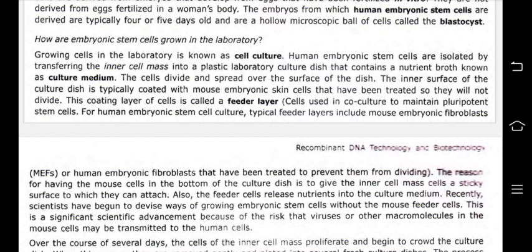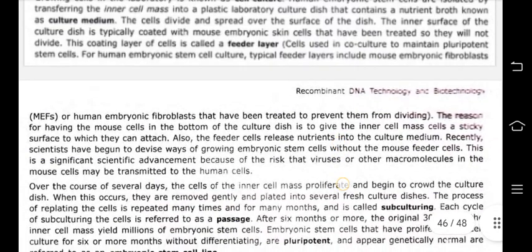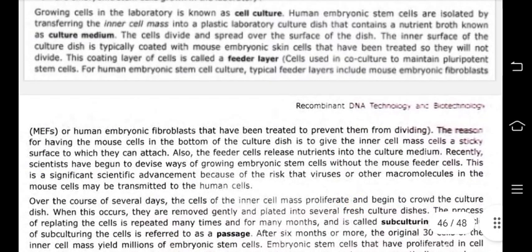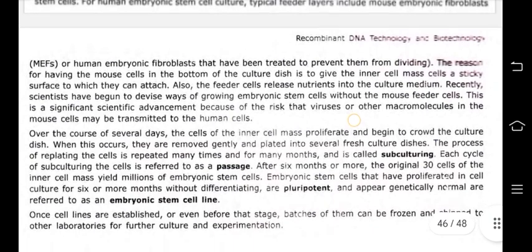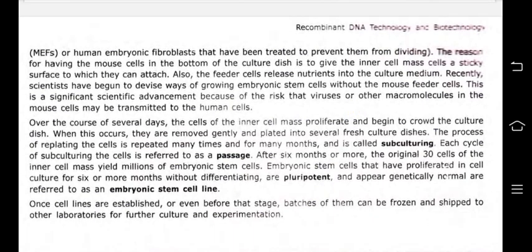The cells divide and spread over the surface of the dish. The inner surface of the culture dish is typically coated with mouse embryonic skin cells that have been treated so they will not divide. This coating layer of cells is called a feeder layer, cells used in co-culture to maintain pluripotent stem cells. For human embryonic stem cell culture, typical feeder layers include mouse embryonic fibroblasts, MEFs, or human embryonic fibroblasts that have been treated to prevent them from dividing.